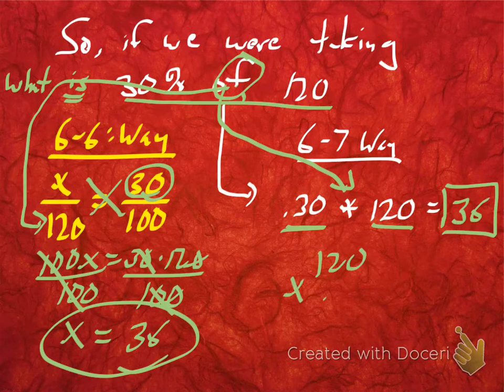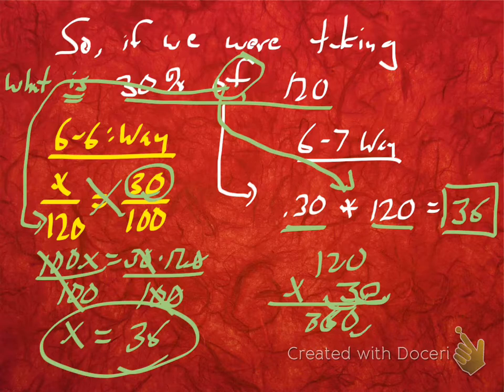So you take 120 times 0.30. I'm going to cheat and put the 0 way over there. If I multiply 120 by 3, I get 360. Okay, but you've got two decimal places, so move it back two, and you get 36.